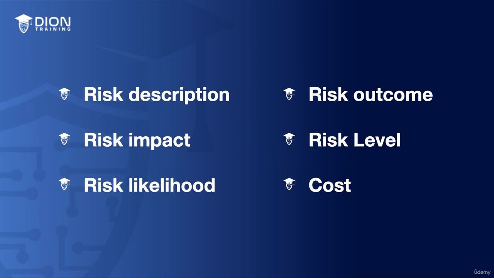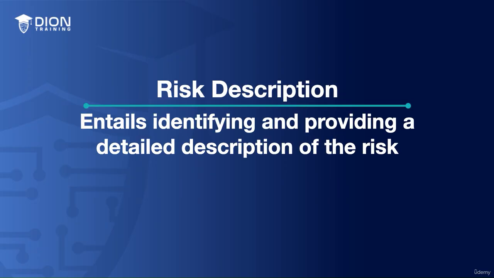The risk register will contain several key areas, including the risk description, risk impact, risk likelihood, risk outcome, risk level, and the cost of each risk identified in the risk register. The first step in creating a risk register is to describe the risk. This involves identifying the risk and providing a detailed description of what it entails. The description should be clear and concise, enabling anyone reading the risk to understand the risk without requiring additional information.